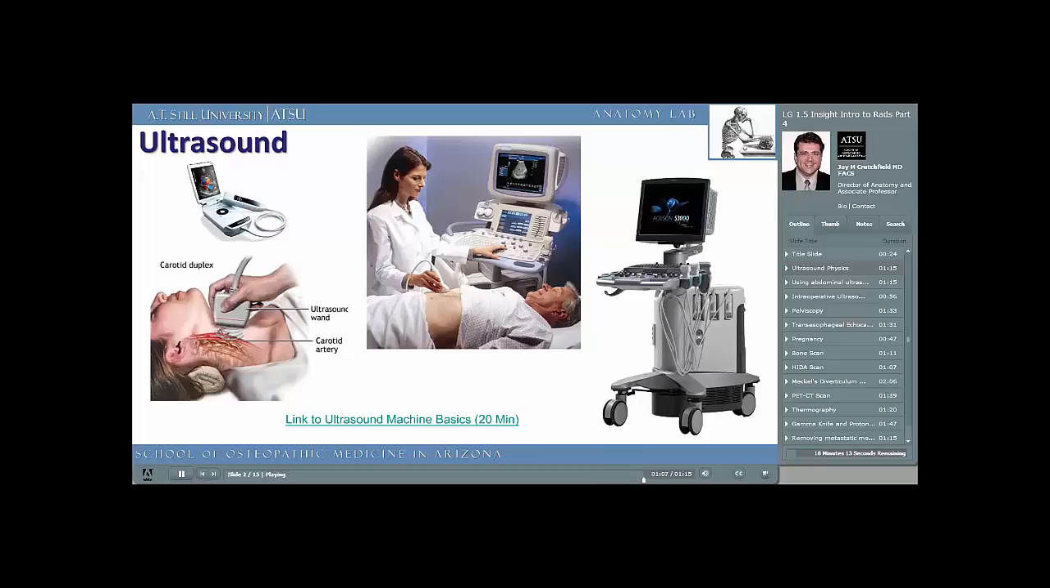In the center image, the technologist is performing an abdominal ultrasound on a patient. Please keep your anatomy atlas handy. You're going to need it.